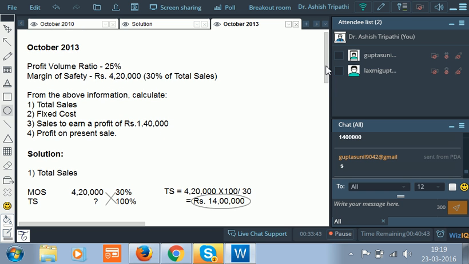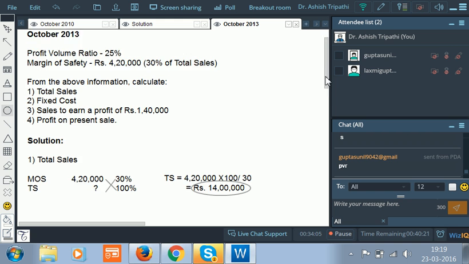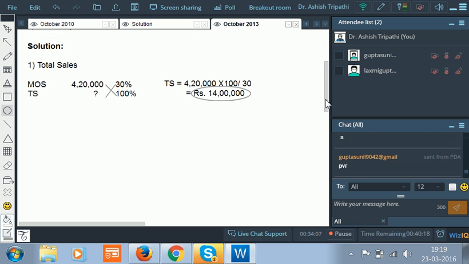Let us try to calculate the second part. In the second part, they are asking fixed cost. Now, how to calculate fixed cost? What do you think? How will we be able to calculate fixed cost? Now we have three information with us. We have profit volume ratio, we have margin of safety, we have total sales. With these three information, we have to calculate fixed cost. How will we be able to? Very good, excellent Sunil. PV ratio. Let us try to calculate the fixed cost with the help of PV ratio. Second, PV ratio.